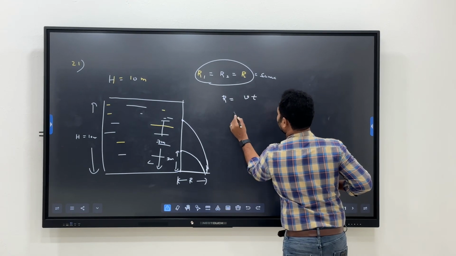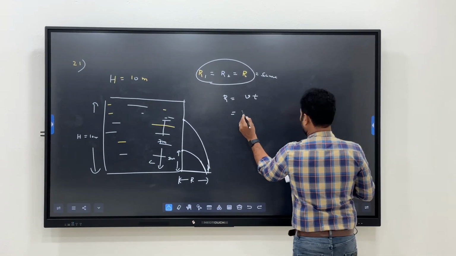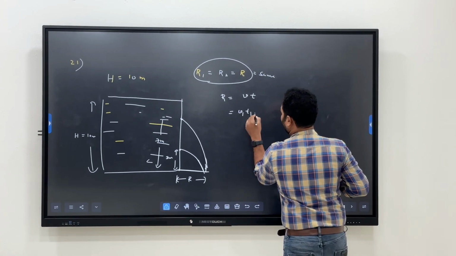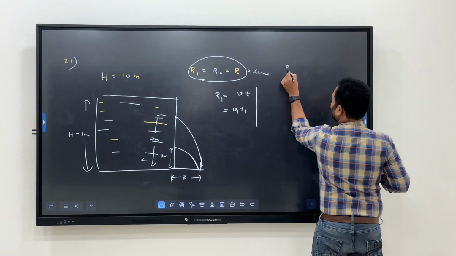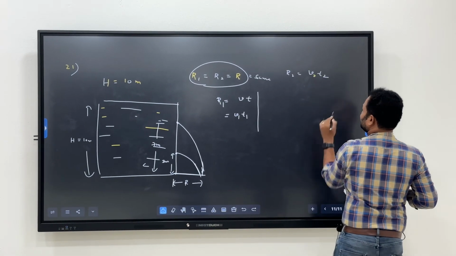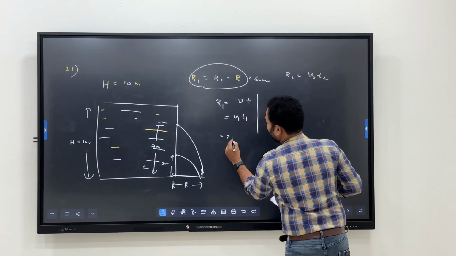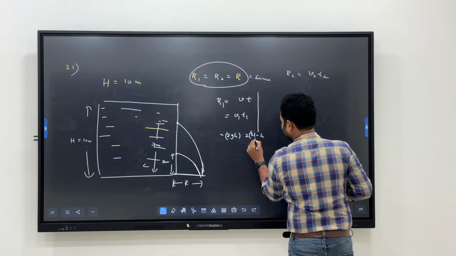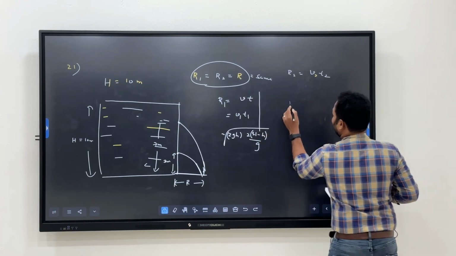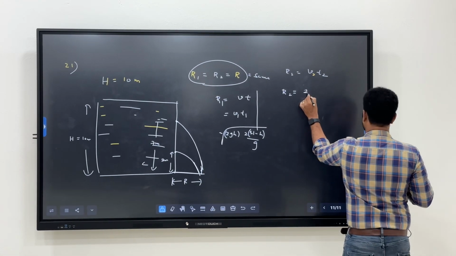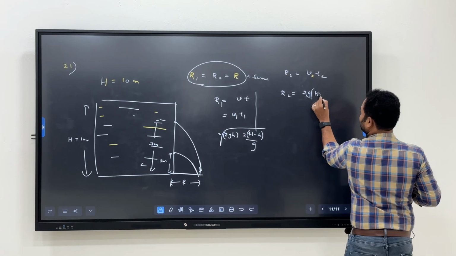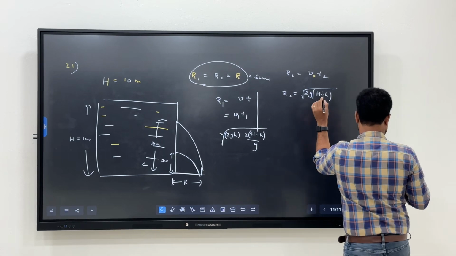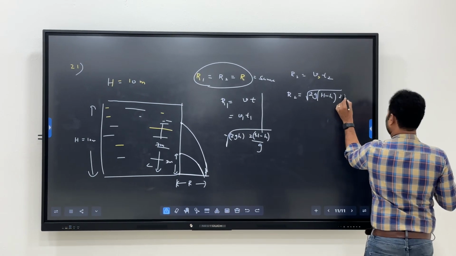Range is equal to velocity into time. So for the first hole, R1 is equal to V1 into T1, and for the second one, R2 is equal to V2 into T2. V1 for the first one is root 2gh. T1, the time taken, is root over 2 into capital H minus small h by g. And R2 is equal to V2 into T2, where V2 is root over 2 into H minus h, and T2 value is root over 2h by g.